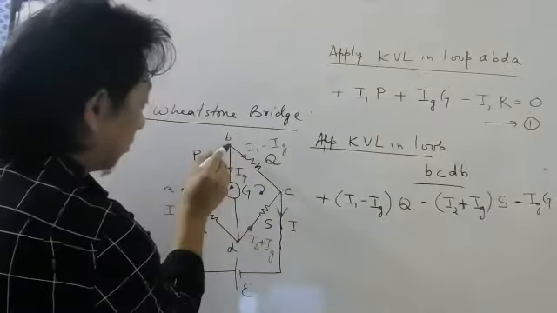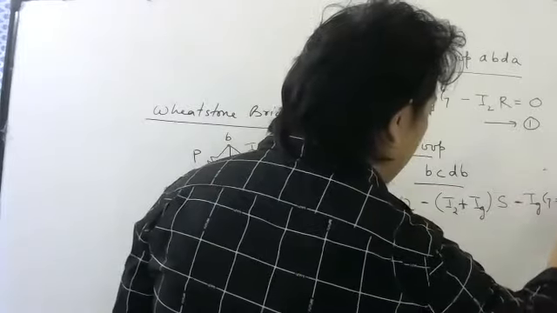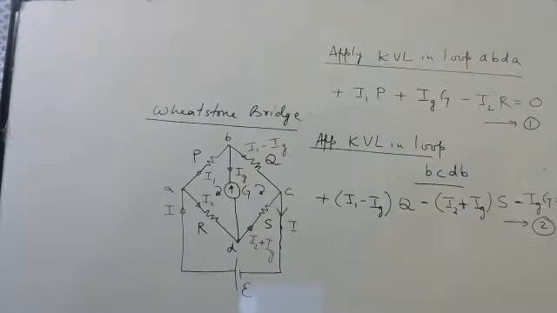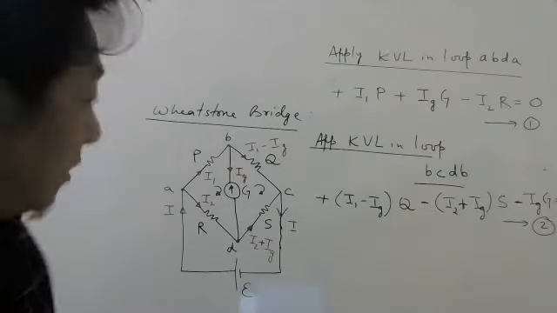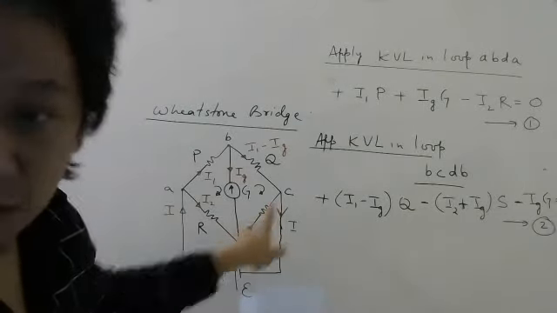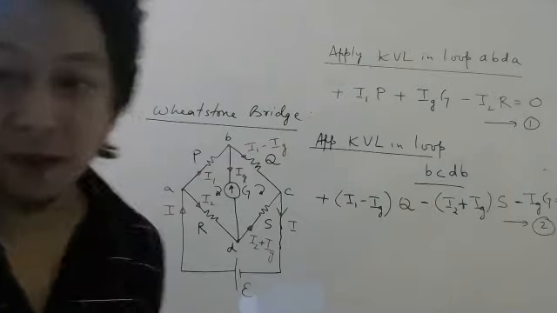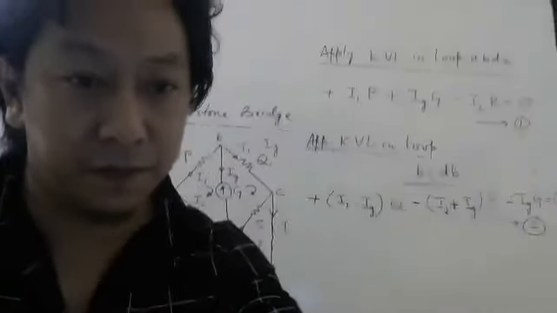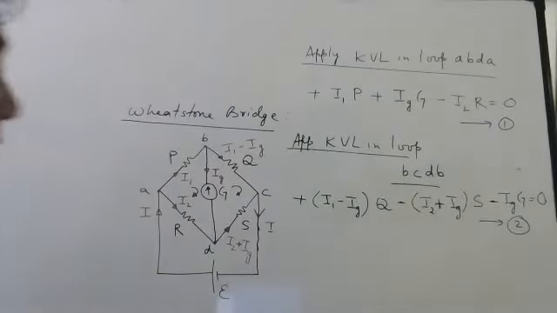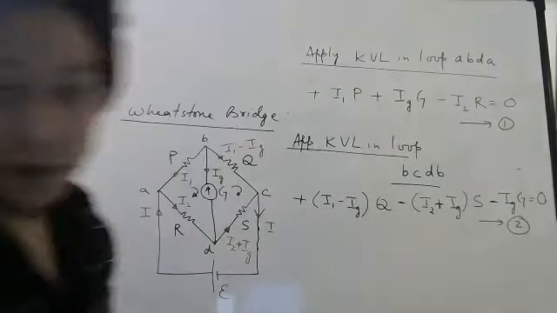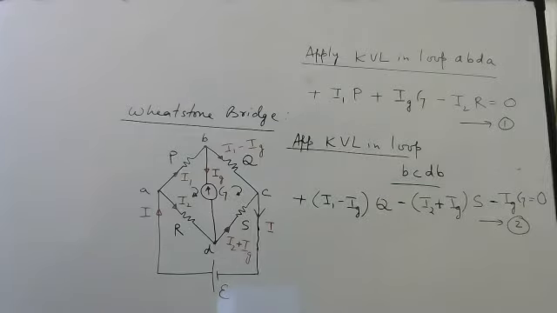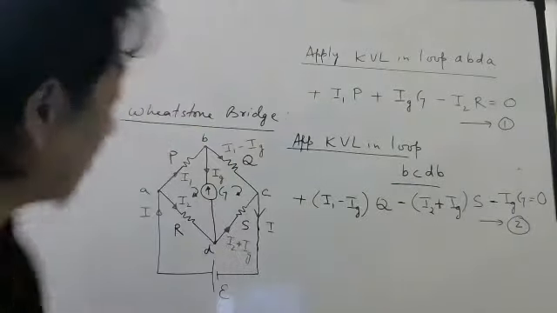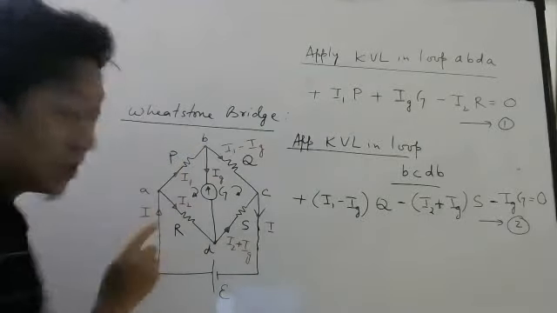Once you reach the same point, the algebraic sum should be 0. Equation 2: I1 minus Ig into Q, correct? Minus, correct. So where to put plus, where to put minus, please check carefully. Once you have written these two equations, what do we have to derive? Remember, we have to derive the balance condition. Balance condition means when the current in the galvanometer is 0.